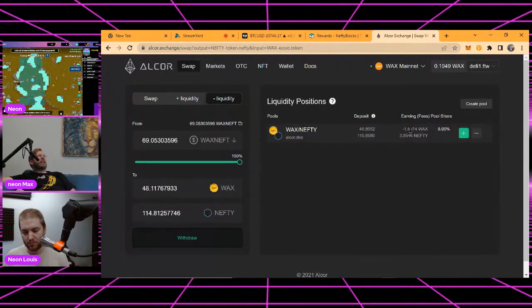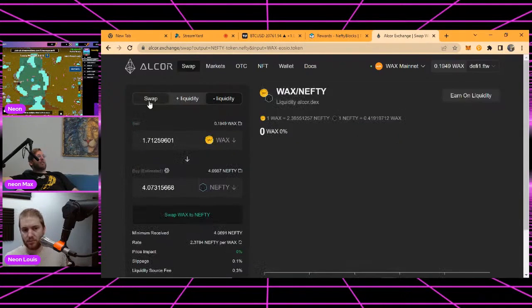So we can see here exactly what happened. We started with 49 wax and 110 Nefty. And now we have 48.1 wax and 114 Nefty. So let's just do some quick math here. You can see, as it's trading, this number will update every trade that happens. But we've got 1.68 for 3.94 Nefty. So let's see if we actually earned yield from just the trading back and forth.